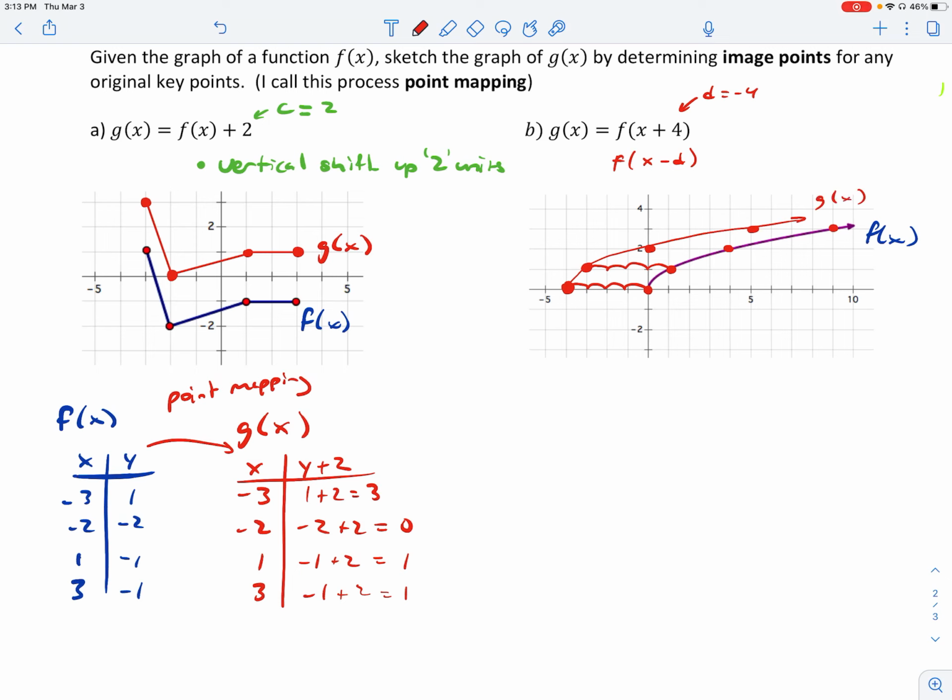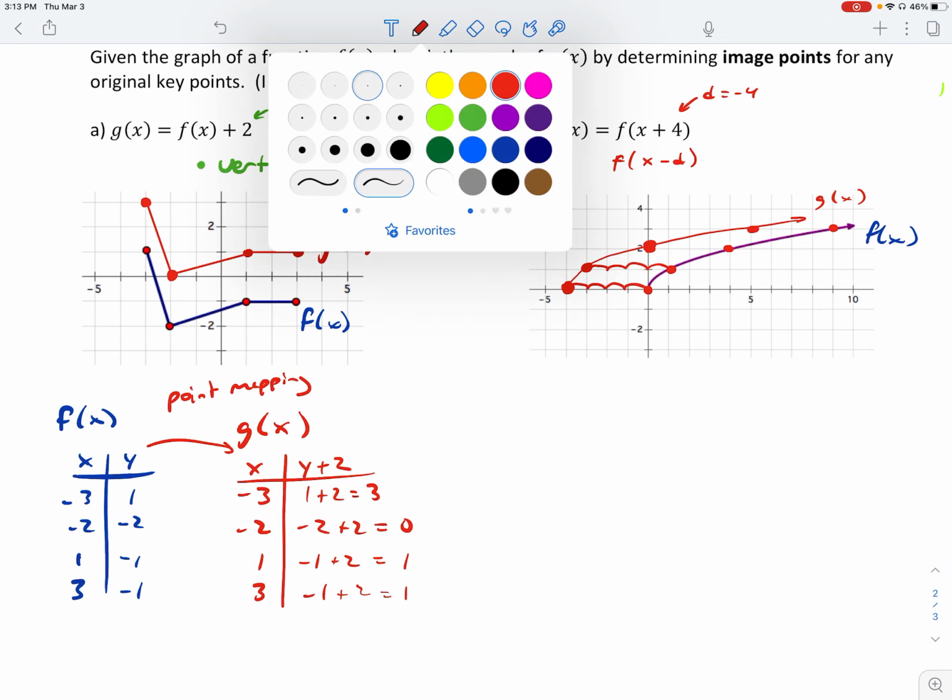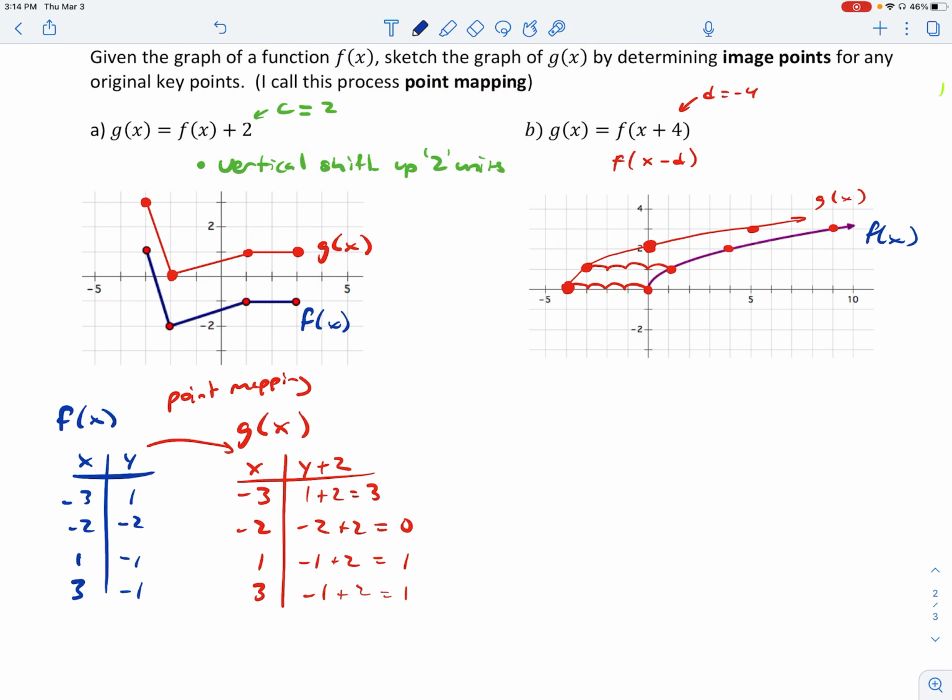Call this g of x. So I'll show you what the point mapping would look like, and I do recommend you always do the point mapping. So we'll first write down our original points for f of x. This is our original graph. I want to grab all those ordered pairs that I have right here.